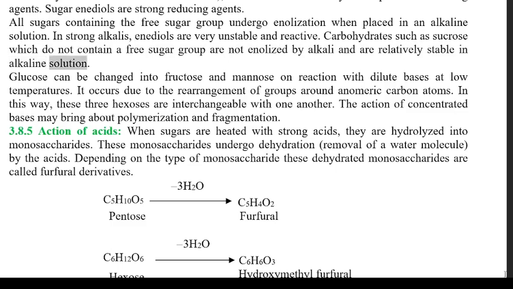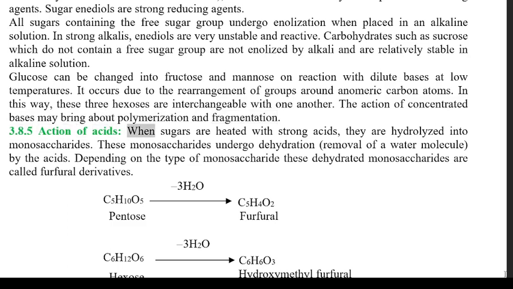Glucose can be changed into fructose and mannose on reaction with dilute bases at low temperatures. It occurs due to the rearrangement of groups around the anomeric carbon atoms. In this way, these three hexoses are interchangeable with one another. The action of concentrated bases may bring about polymerization and fragmentation.